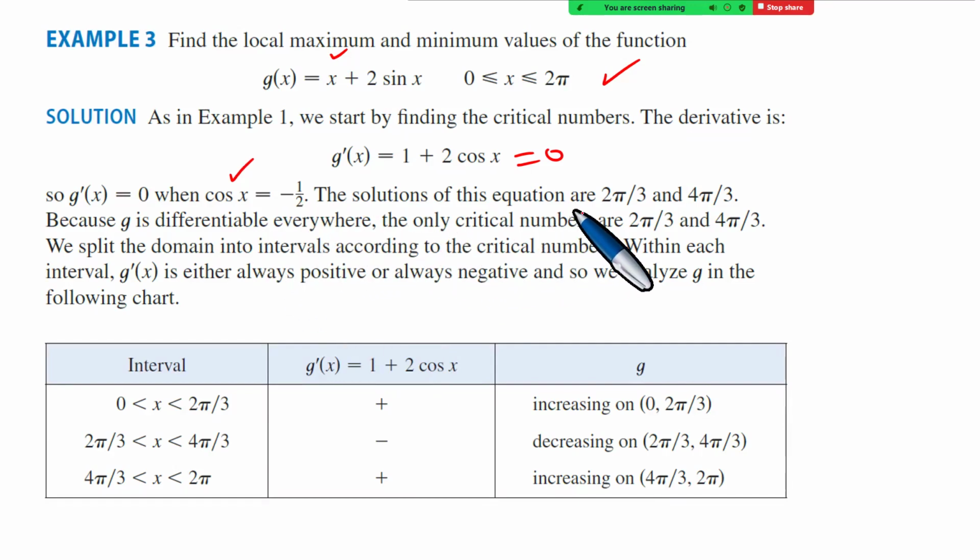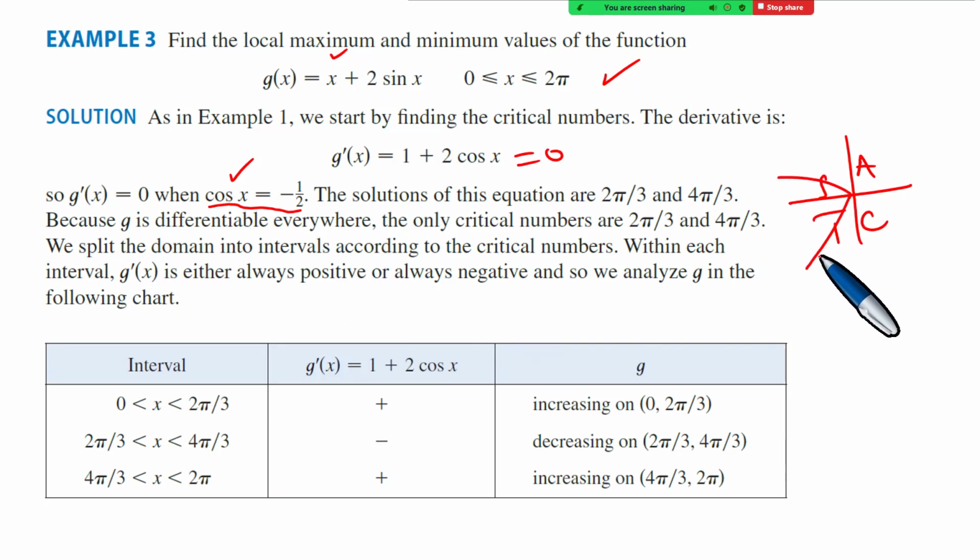The solutions of this equation are as follows. If cosine x equals minus 1/2, we can see that the solutions are 2 pi over 3 and also 4 pi over 3. We are saying the cosine function is negative. We use the CAST diagram. And when is it negative? It is negative in a couple of quadrants, the second and the third.